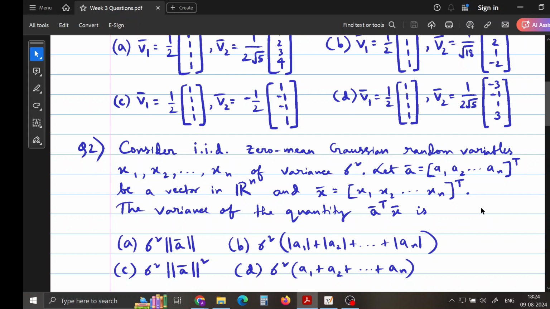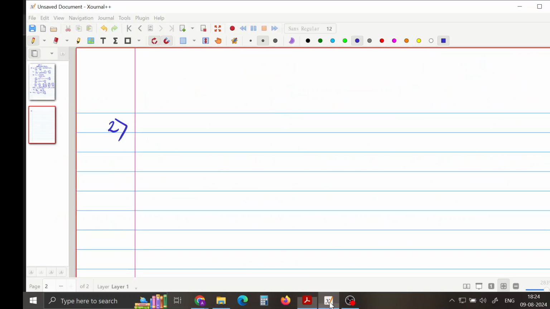In fact, I think we have seen a very similar kind of thing in the lectures as well. So this is the question, and it is on the concept of Gaussian random variables. Let me note down a few things.